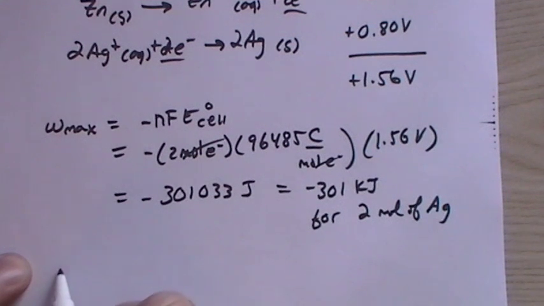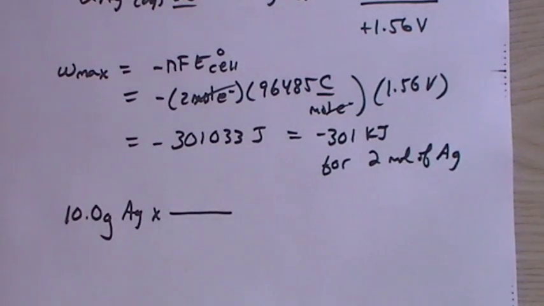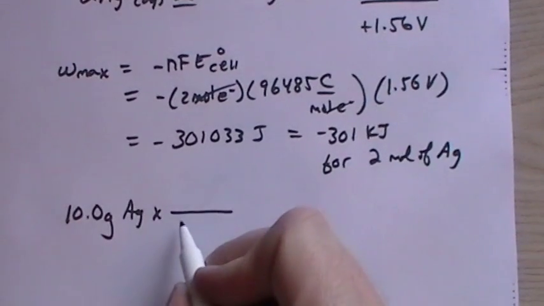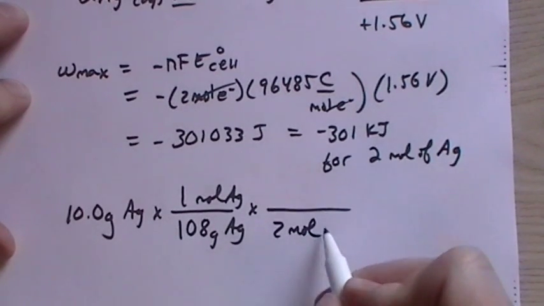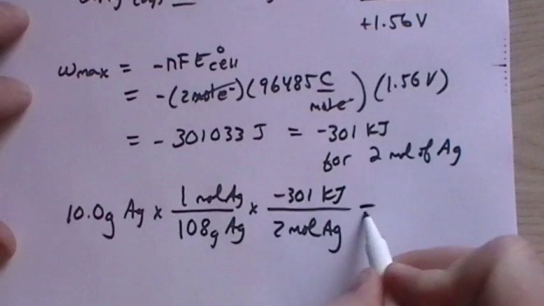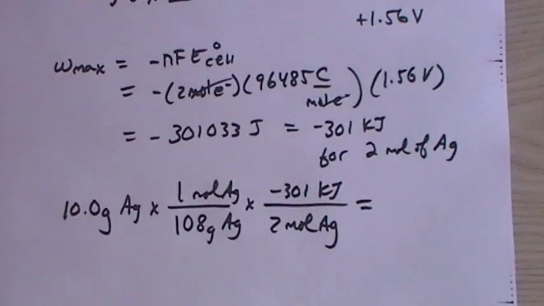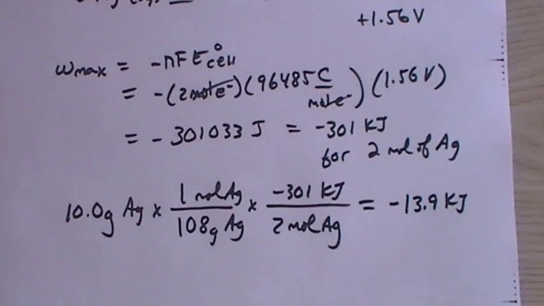So when we want to find the work done when we produce 10 grams of silver, we had to change to moles. I think it's 108. Yeah, been using that a lot this semester. Now, for every 2 moles of silver, we're producing this much work. So make sure you get that, and there's that 2 again. So 10 grams of silver produces 0.0926 moles of silver. And then for every 2 moles of silver, we produce that minus 301 kilojoules of work. So that work is being done on the system.